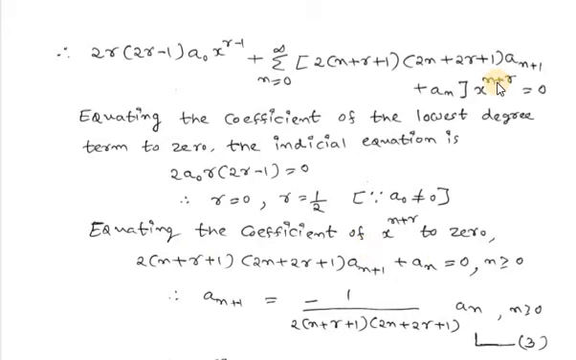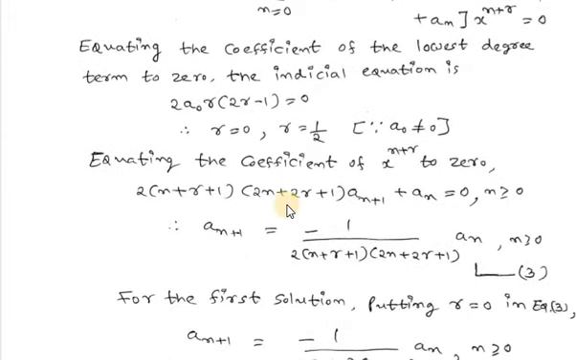Now equating the coefficient of x raised to n plus r to 0: 2 times into bracket n plus r plus 1 into 2n plus 2r plus 1 into an plus 1 plus an equals 0. And this is true for n greater than or equal to 0, because here sigma starts from n equals 0 to infinity. Now from this equation you have to make an plus 1 the subject. So we have an plus 1 equals minus an divided by 2 times n plus r plus 1 into bracket 2n plus 2r plus 1. Say this is equation number 3.